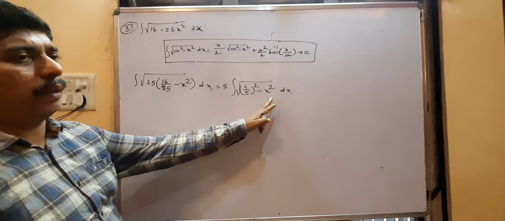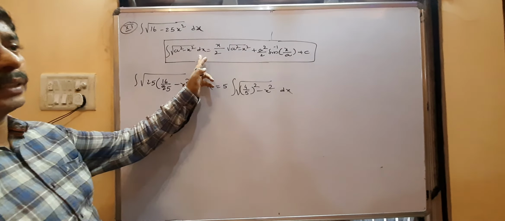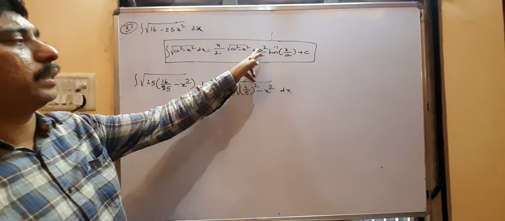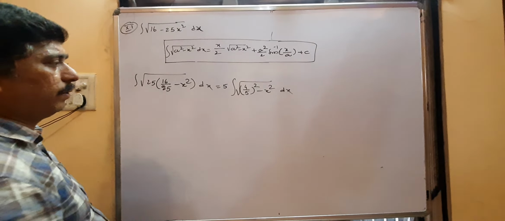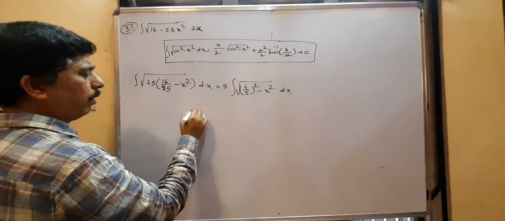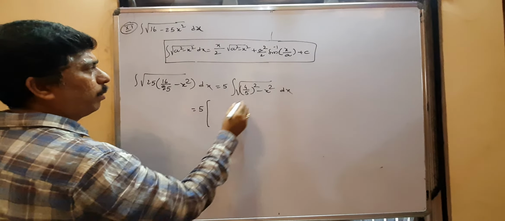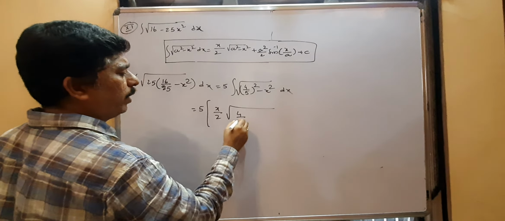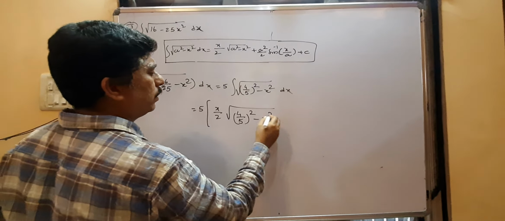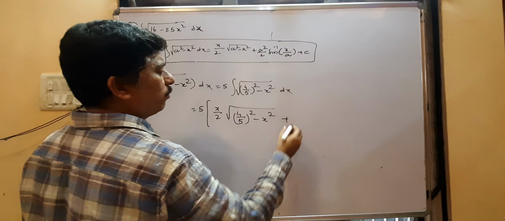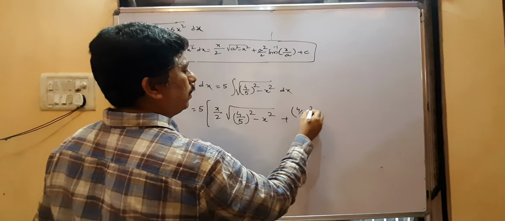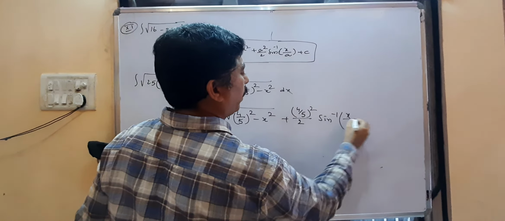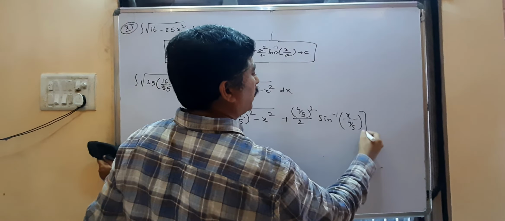What is the integral of root of a square minus x square dx? x by 2 into root of a square minus x square plus a square by 2 into sin inverse of x by a. a is 4 by 5, substitute in the formula: 5 into x by 2 into root of (4 by 5) whole square minus x square plus (4 by 5) whole square by 2 into sin inverse of x by 4 by 5 plus c.